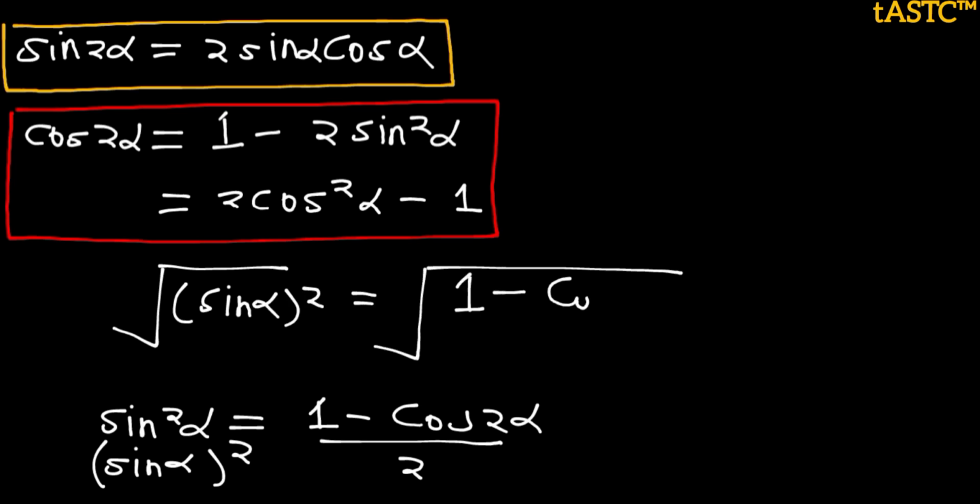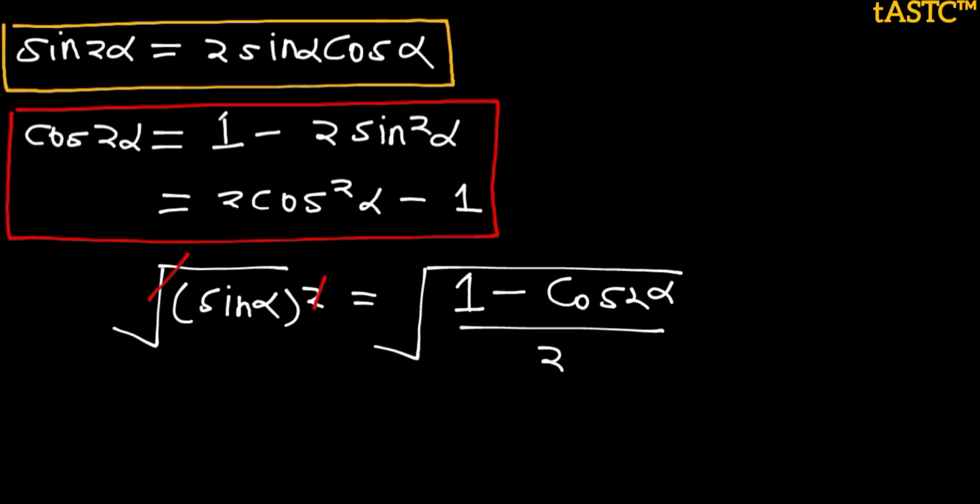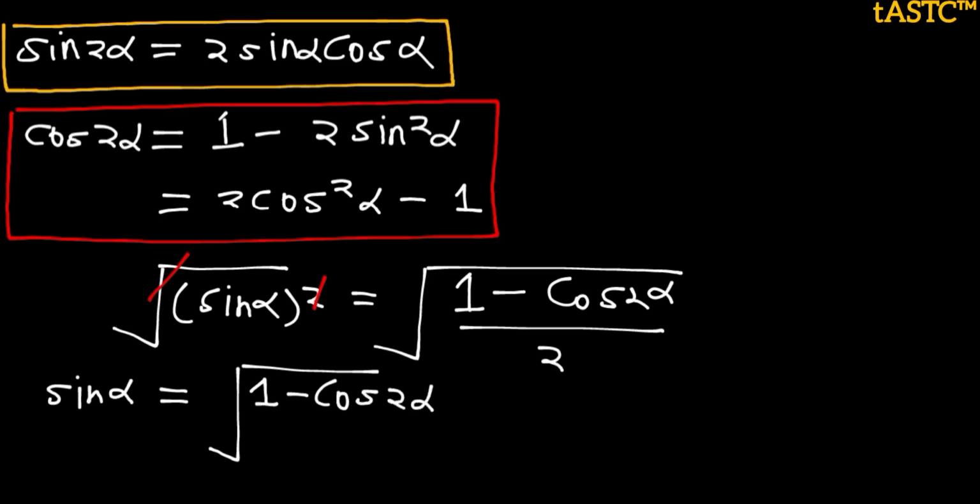So this is 1 minus cos 2 alpha, divided by 2. Now we know that from here, the square root is going to cancel the square, so we should actually have sine alpha. So sine alpha is equal to the square root of 1 minus cos 2 alpha divided by 2. So this is another way in which you could find the sine of an angle. Now let me give you an example.